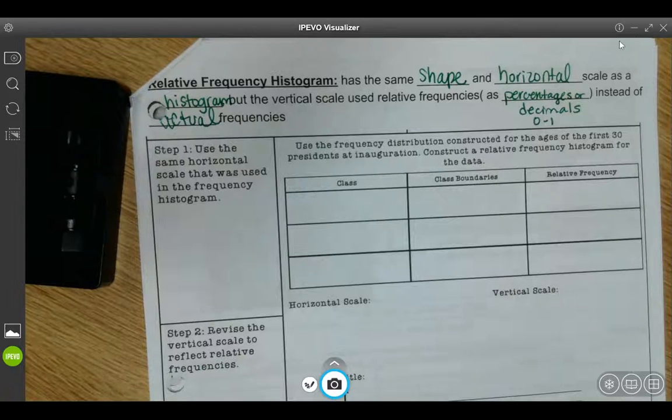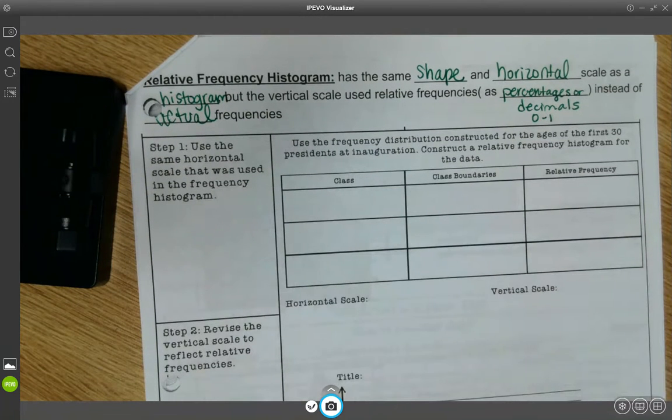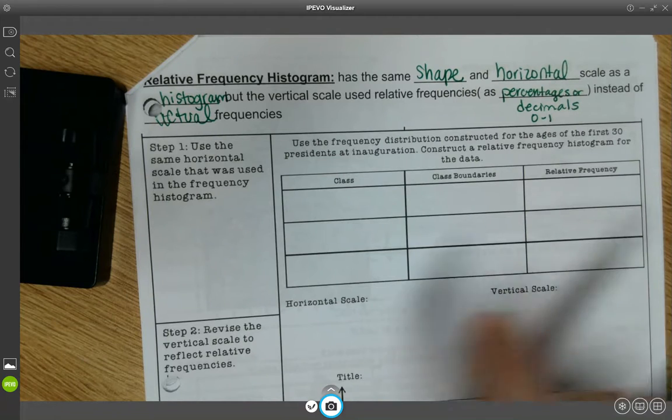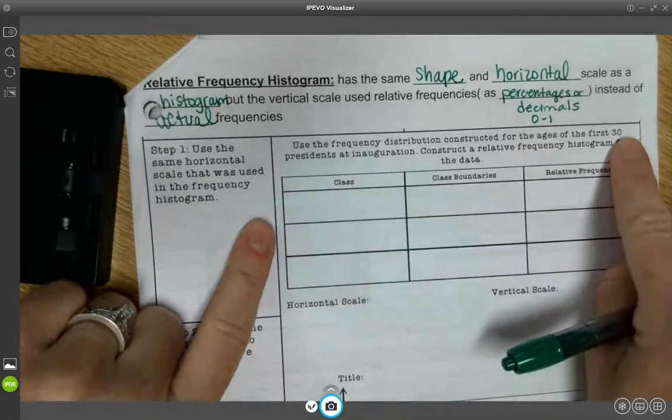Let's look at the relative frequency histogram. So with relative frequencies, we're talking about in relation to the others. So we're going to go ahead and do this example. So we are using the same example as last.